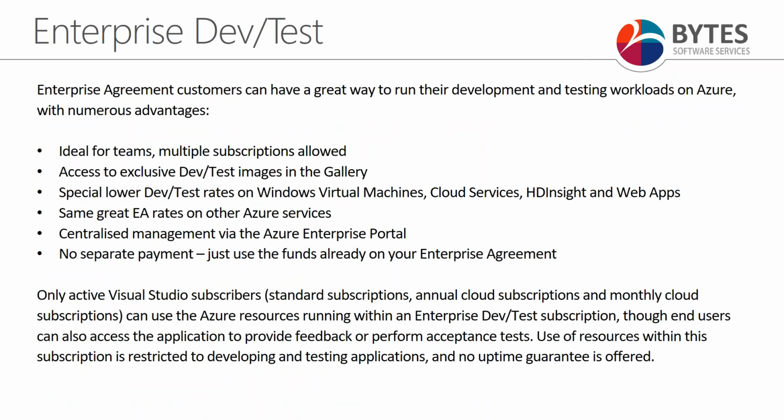Another offer is the Enterprise Dev Test. So Enterprise Dev Test gives you a great way to run development and testing workloads on Azure. It comes with numerous advantages, but one of those being similar to the hybrid use benefit, where Windows VMs are effectively billed at the Linux rate. It also allows Visual Studio subscribers to install the software that's included within the Visual Studio subscription, or MSDN as it was, to run that software in an Azure VM without incurring the additional costs as well.